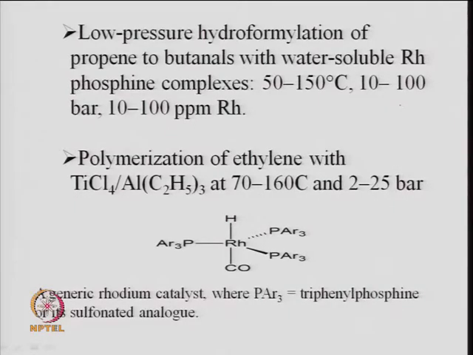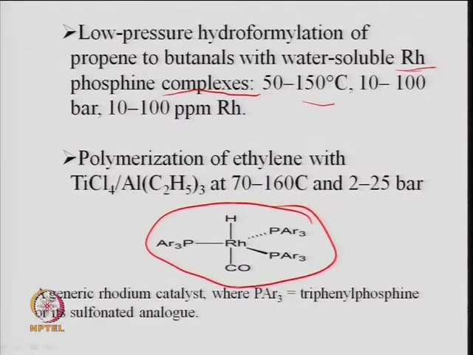So, consider hydroformylation of propene to butanols with a water soluble rhodium phosphine complex. So, this is the catalyst which is soluble in water. The reaction takes place in the liquid phase, the temperature is between 50 and 150 degrees centigrade, the pressure is between 10 and 100 bar, where 1 bar is about 1 atmosphere, and the concentration of catalyst is between 10 and 100 ppm of rhodium. So, it is in liquid phase, a water soluble compound.